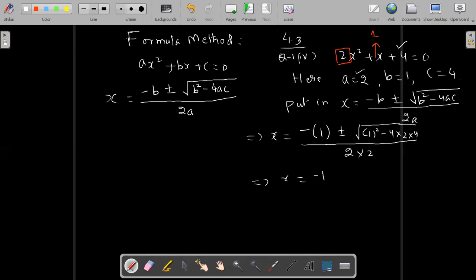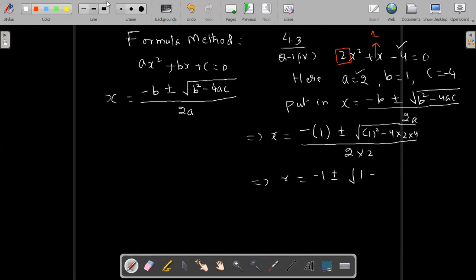Here, minus 1 plus minus under root 1 square is 1 minus 4, 4 is 16. So there is no real value coming. If the discriminant is negative, we will change this question. We are not taking the same one because the answer is an imaginary number, and how it becomes an imaginary number, I will tell you later on. So I am changing this question to negative 4.